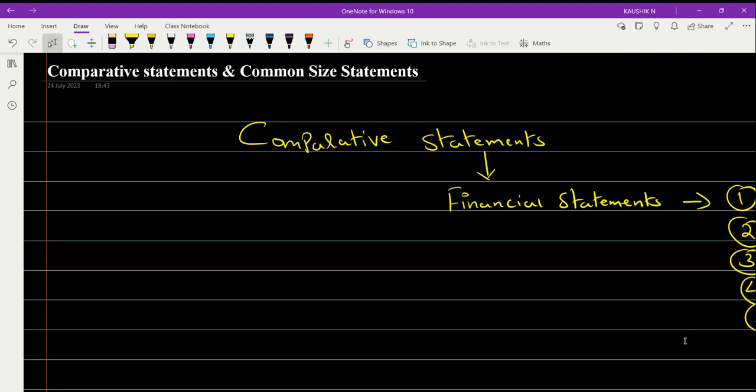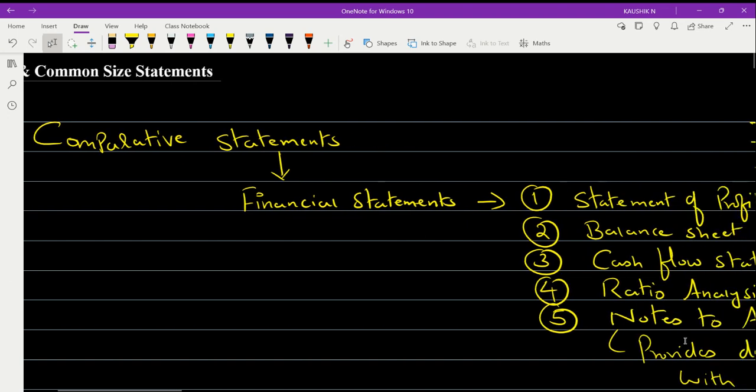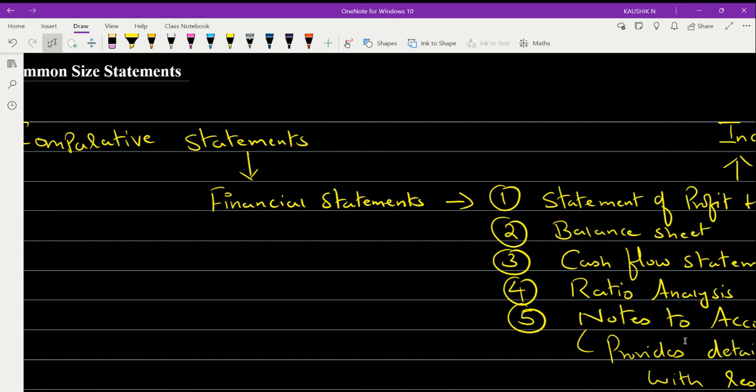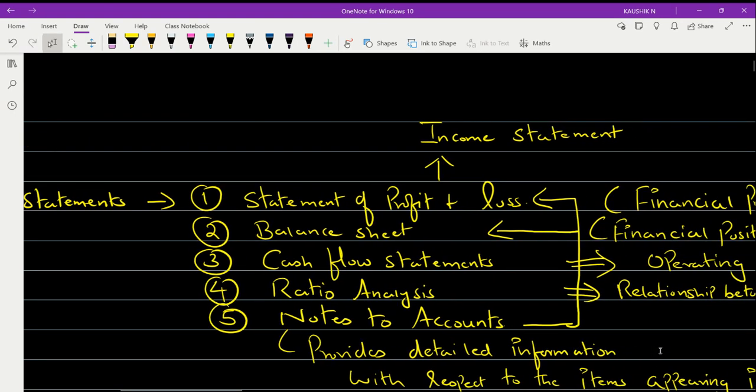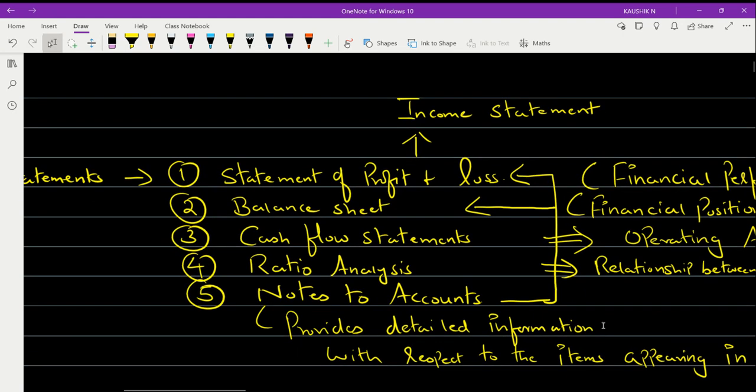So before we go to the financial statements that we are going to deal with in this chapter, we must be aware of how many financial statements there are in general. So totally we have five different financial statements: statement of profit and loss, balance sheet, cash flow statement, ratio analysis, and notes to account. The notes to account are common for P&L as well as for the balance sheet.